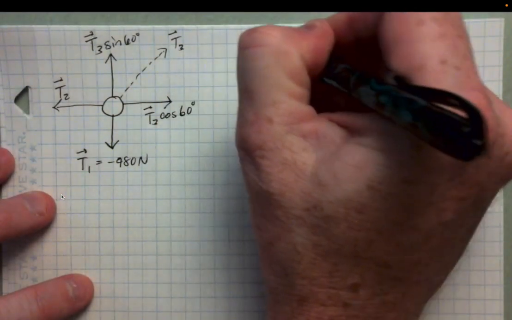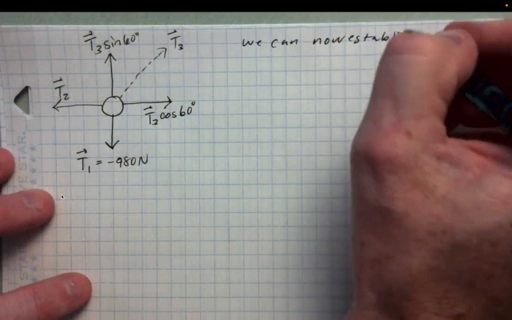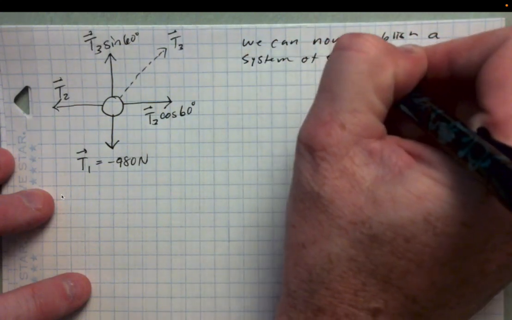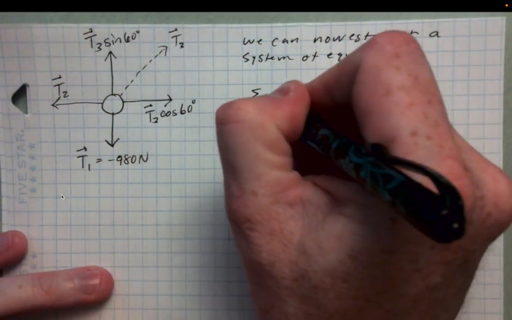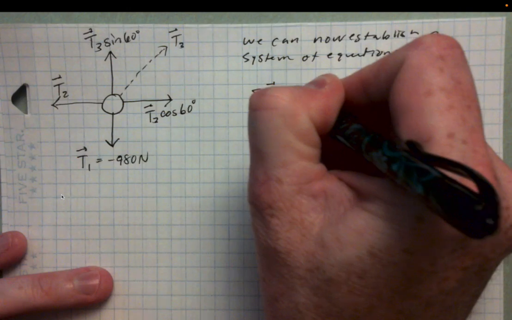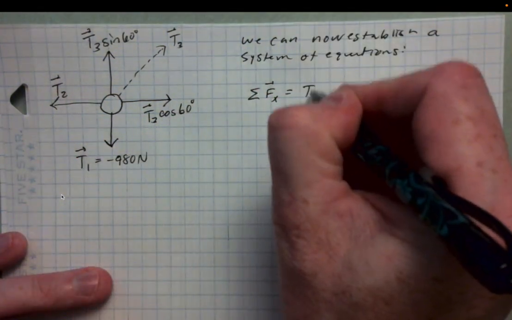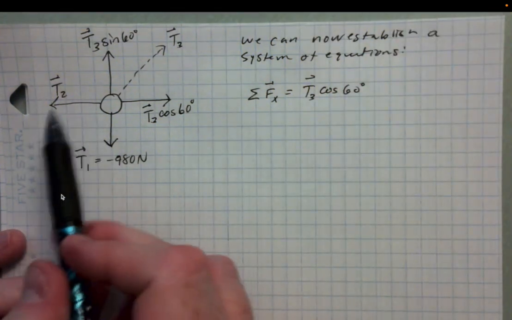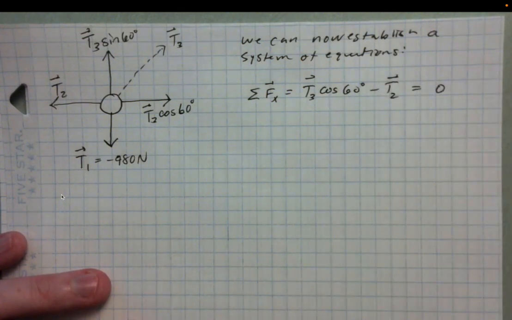So we can now establish a system of equations. We need to know what T2 and T3 are, right? So we can set up a system. The sum of the forces in the x direction are, well, we've got this T3 cos 60, and then we've got T2, whatever T2 happens to be. And those need to equal 0.